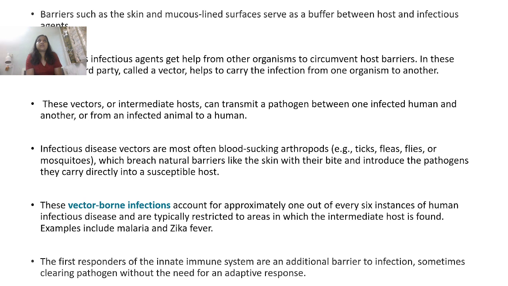It has already been taught, I think, in anatomical barriers. I have taught, Sir has taught. So here you can see, we know the foremost thing which allows a pathogen to enter into our body is the skin, and there can be any mucus lined surfaces which act as a buffer between host and infectious agents. There are different kinds of barriers through which the pathogen should enter into our system, but these barriers protect us from thousands and thousands of pathogens every day.